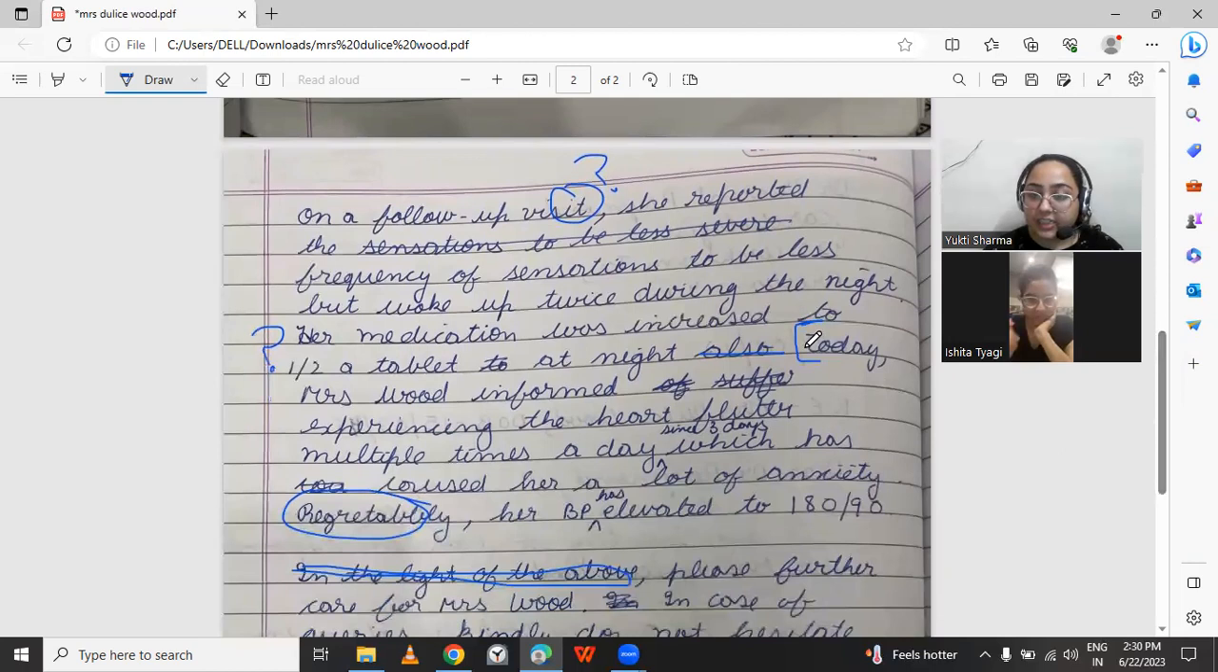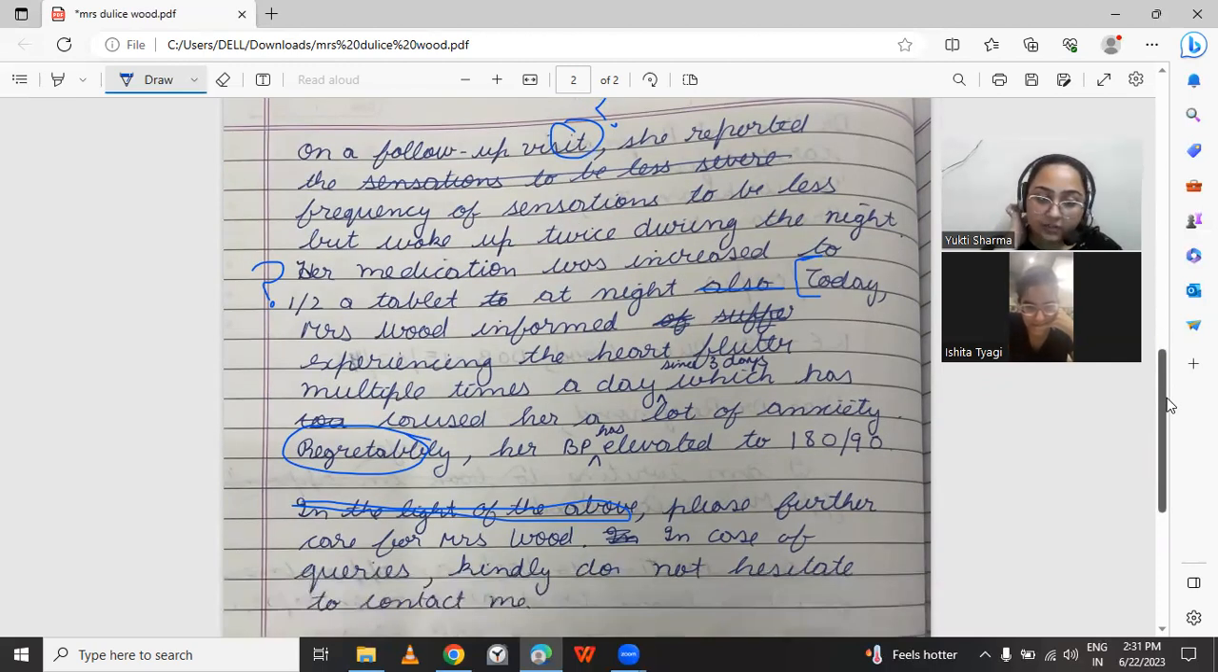And then we can go further. Today's visit has to be separately mentioned because in most cases, today's visit is the one which is leading to the further diagnosis or further referral. So this should be highlighted in your letter. After the second paragraph, you can start a new paragraph here. This could be a third paragraph. That today Mrs. Wood informed experiencing the heart flutter multiple times a day.